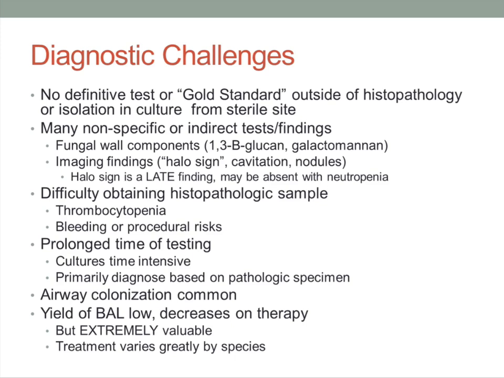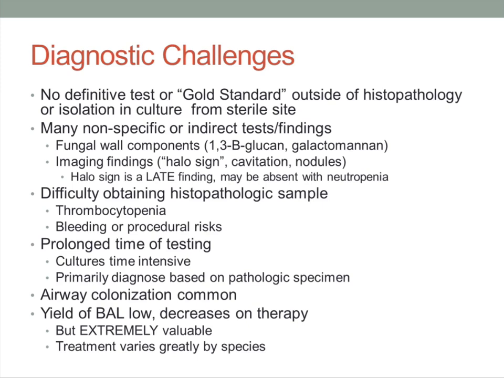We try to overcome that with a lot of indirect tests. Some that we look at are fungal cell wall components, things like the 1,3-beta-D-glucan or the galactomannan assay. We use imaging findings that may be associated with fungal organisms, something like the halo sign, cavitation, nodules. It's important to note that some of these are late findings. For the halo sign, you really need neutrophils to help that develop, because what you're truly seeing in a halo sign is liquefactive necrosis in the lungs. And so if you don't have neutrophils to start that process, you may not see it.